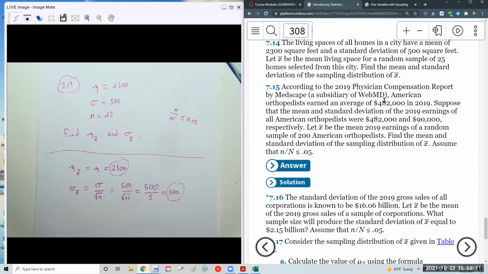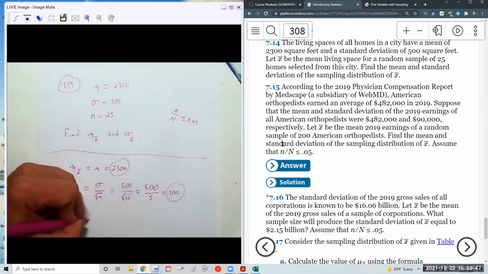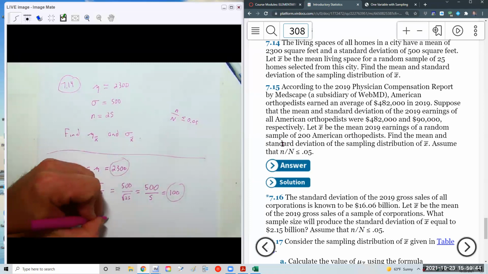7.15. According to the 2019 Physician Compensation Report by Medscape, American orthopedists earned an average of $482,000 in 2019. Suppose that the mean and standard deviation of the 2019 earnings of all American orthopedists were $482,000 and $90,000 respectively. So they just told us there the values for population mean and standard deviation.